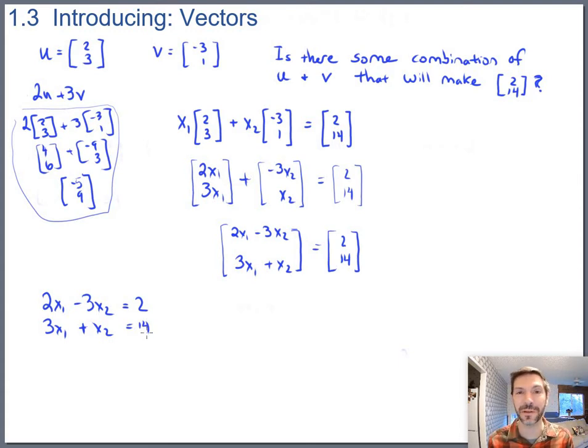And lo and behold, this vector equation really is a system of linear equations in disguise. And we have a method for solving systems of linear equations, row reduction. So all this new language of vectors and vector combinations, and we're coming back to our same old technique to actually solve, row reduction. So let's do that. The corresponding matrix here is going to be 2, -3, 2 on the top and 3, 1, 14 on the bottom. And we just need to put that in row echelon form, maybe even reduced row echelon form to actually go ahead and solve this.